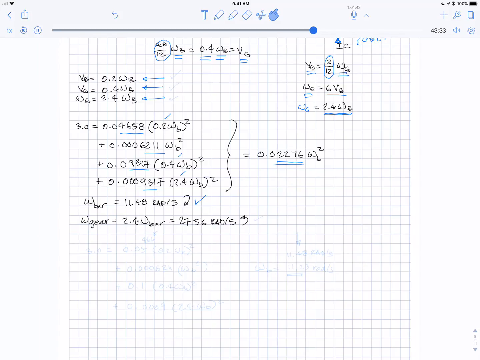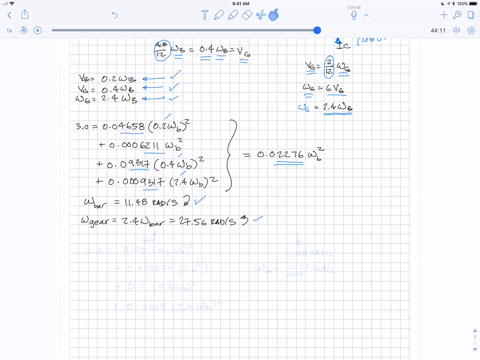It also asks what's omega of the gear. That's 2.4 omega of the bar. If I ask what's velocity of the bar, you go back up here and you see, oh, velocity of the bar is 0.2 omega b. What's the velocity of the gear? 0.4 omega b. Okay, so there you go. This is kind of an easy problem, but you just have to be careful about the masses and the units and the i's. Now, I want to show you what would happen if you did not keep enough figures.